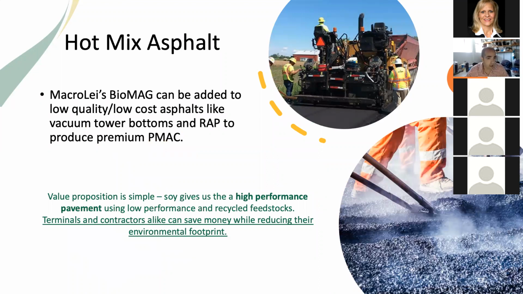For hot mix asphalt, Biomag is just added directly to a virgin binder. And what that does is it adds both elastic character and some reactive chemistry to rejuvenate the aggregated asphaltenes that exist in both low quality asphalts like vacuum tower bottoms or recycled asphalts like recycled asphalt pavement. The end result is you're able to use lower cost feedstocks with Biomag to get the same high performance polymer modified asphalt result.